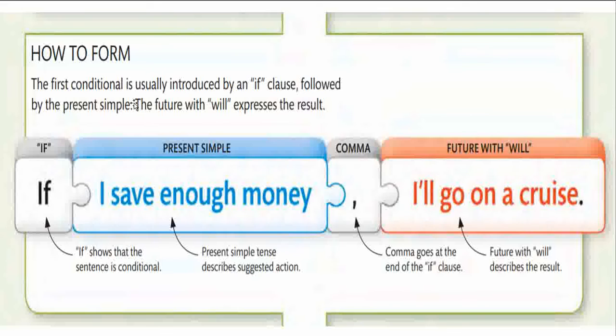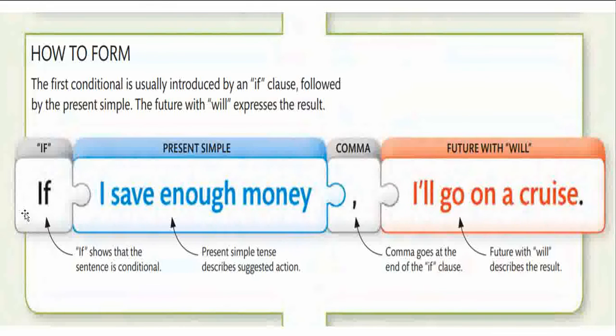How to form the first conditional: it is usually introduced by an if clause followed by the simple present. The future with will expresses the result. So, if I save enough money, if is the conditional word that shows the sentence is conditional. Present simple is used, I save enough money, showing the condition set. The present simple describes the suggested action. If the suggested action is followed, then there is likely to be an outcome.